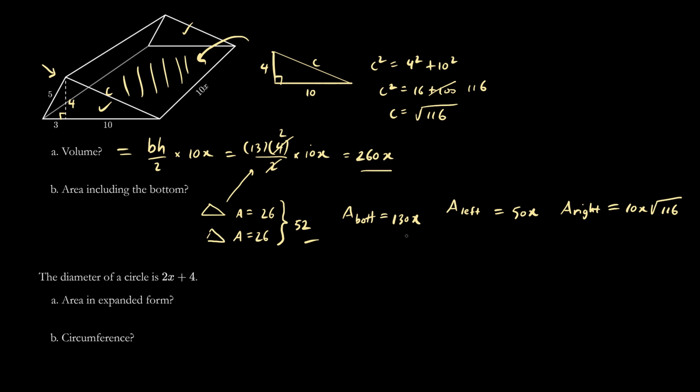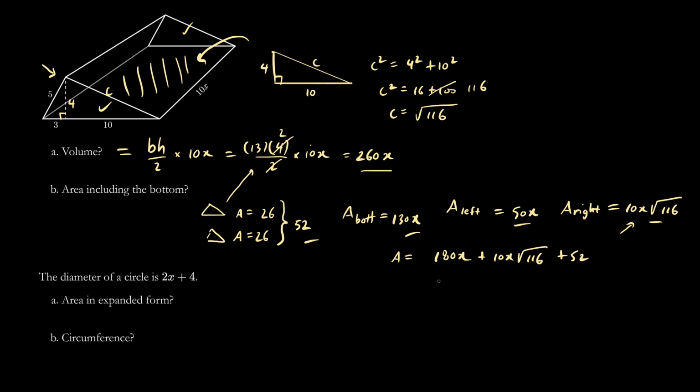And now we can add all these parts together. 130x plus 50x is 180x. This part here happens to be plus 10x root 116. And this number here is plus 52. This here is the area.